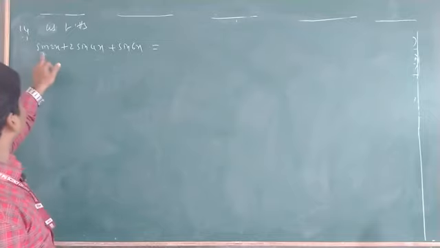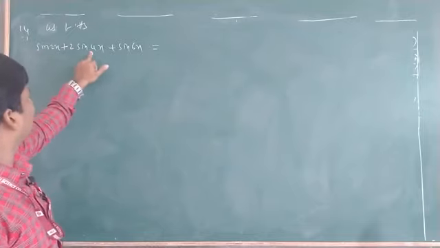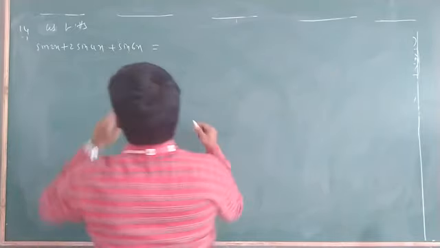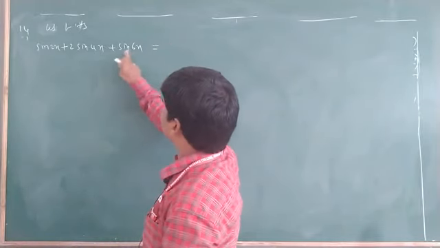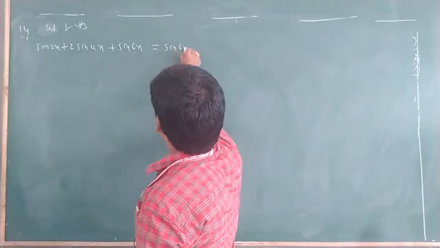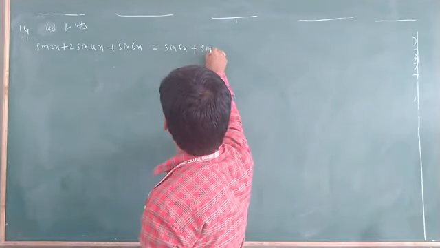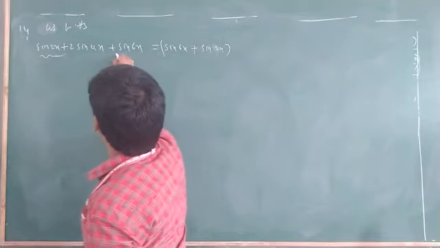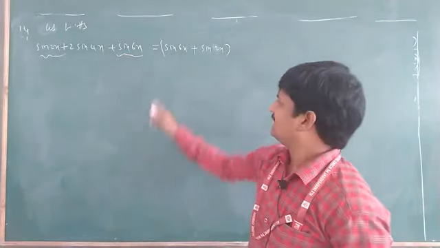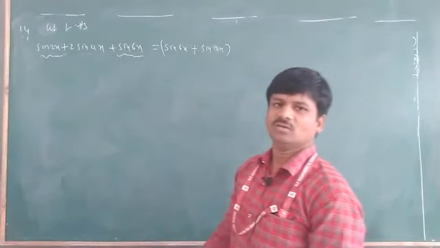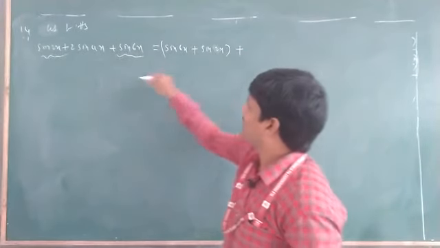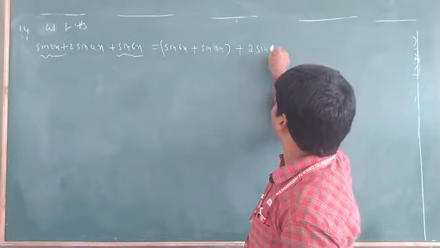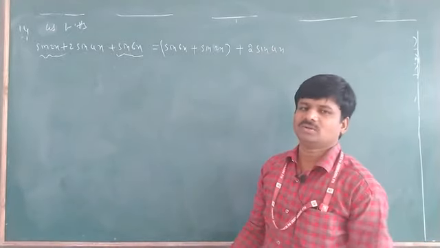Just see what we have: sin 2x, 2 sin 4x, sin 6x. For our convenience, I am writing sin 6x plus sin 2x, these two terms in one place, plus the remaining term, 2 sin 4x. This one we keep like this only.